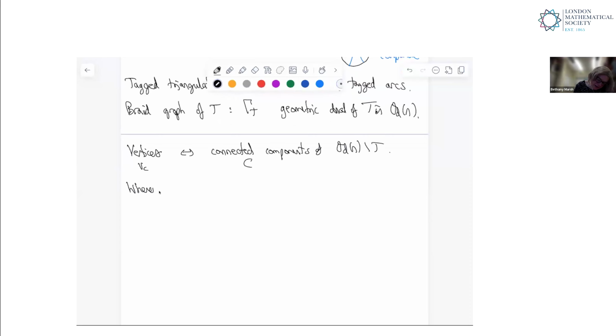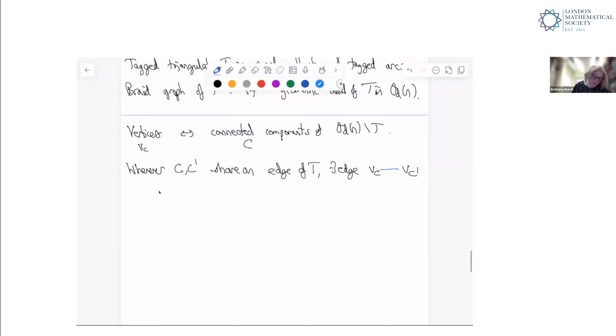So whenever C and C prime share an edge of T, there is an edge VC to VC prime. And they might share more than one edge, and then we get multiple edges in the graph. So it's best illustrated by an example.